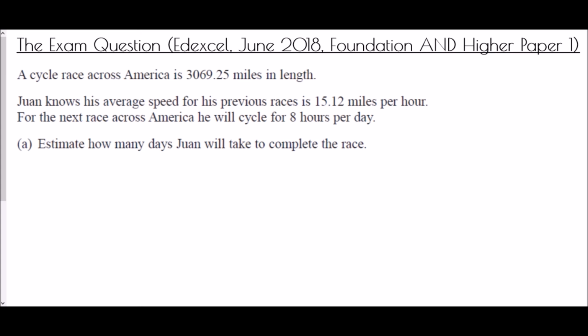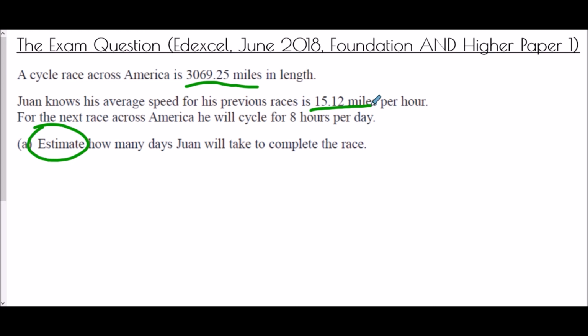Now in this question, the key word here is estimate. So as soon as we see the word estimate, we should be thinking that we might need to round our values, but also we need to understand how we're going to decide how long it would take. Well, we need to know, first of all, how long it would actually take him to do the race in hours. Because if he's going to do 3,069 miles at 15.12 miles per hour, well, we need to work out how many hours it is going to take.